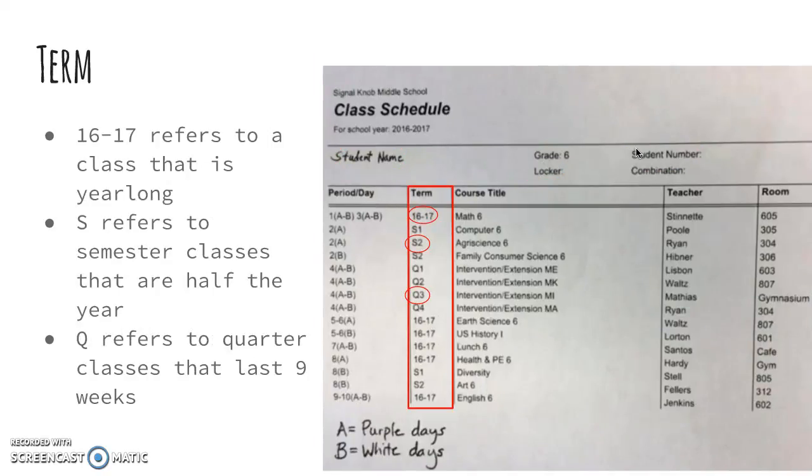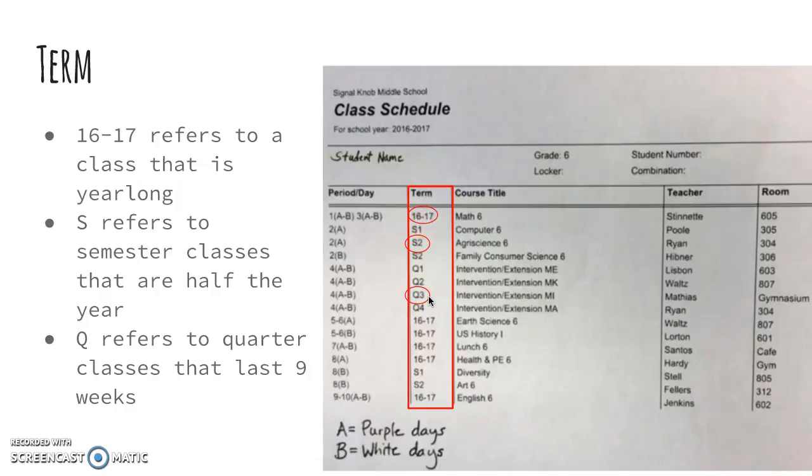Now let's begin breaking down the schedule. I'm going to start with the term because this will help you make sense of the other information on the schedule. If you see a 16-17 listed under term, this indicates that the class lasts all year. And S stands for semester, which is half a year. S1 refers to semester 1 classes, and S2 refers to second semester classes. A Q refers to a class that only lasts a quarter, which is 9 weeks.